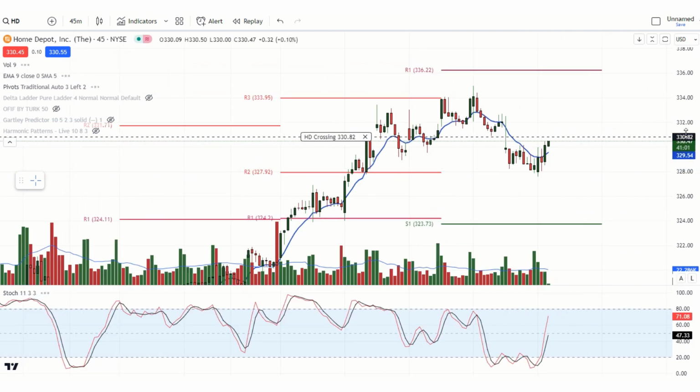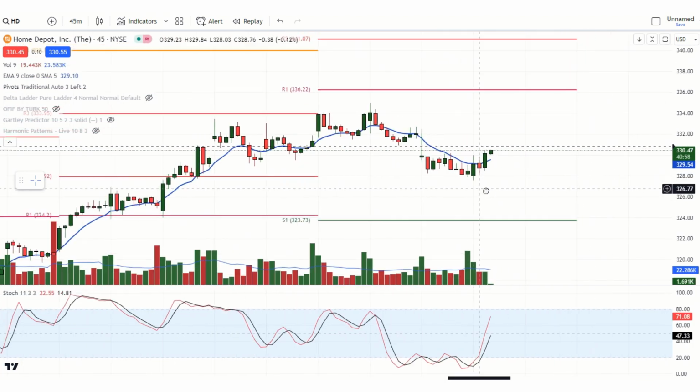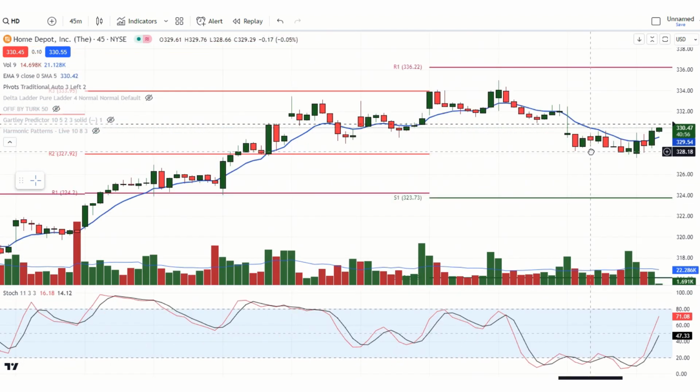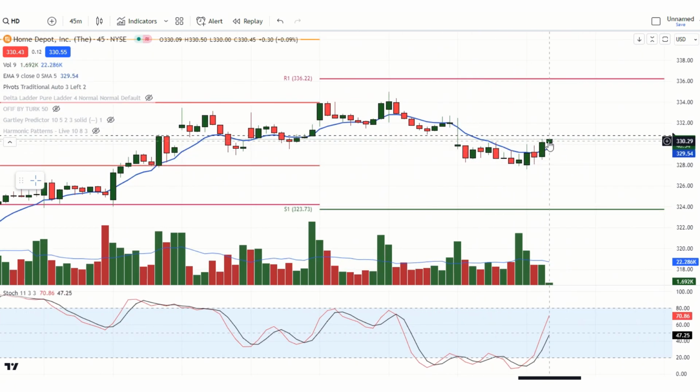On a 45-minute chart, okay, we're looking good because we got some nice volume here, okay? We're looking pretty good here on Home Depot. And so just wanted to go over that.